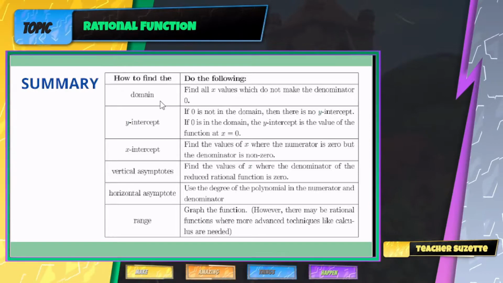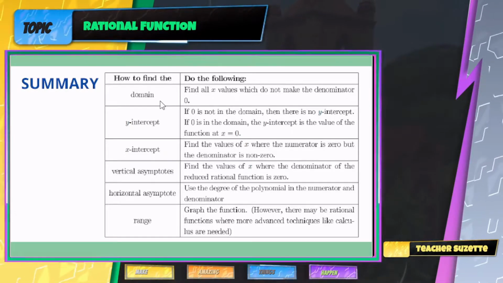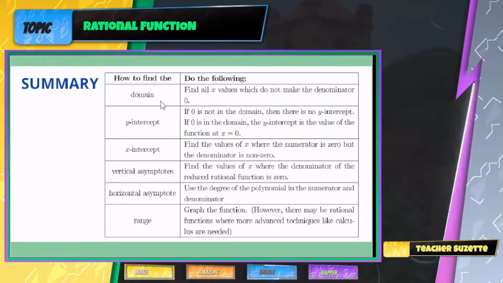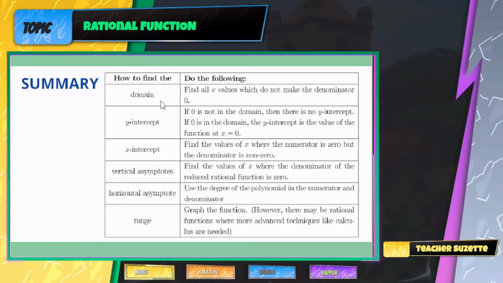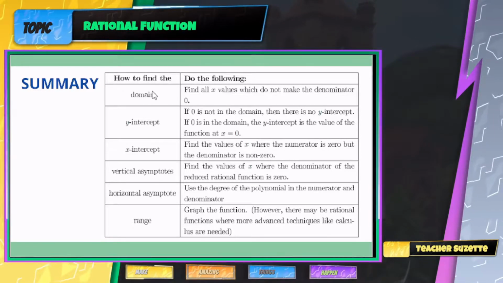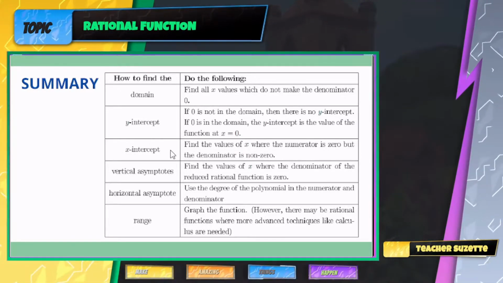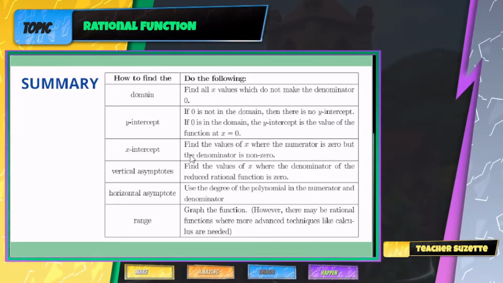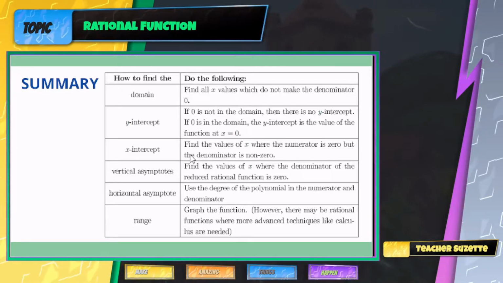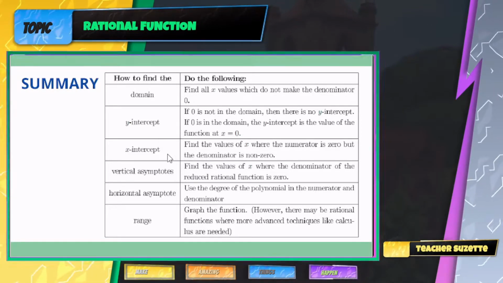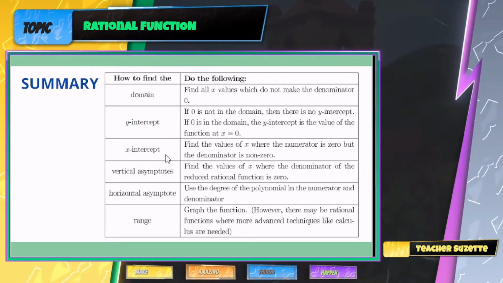So any values or any real numbers can be input to our function. However, you have to consider that the denominator should not be equal to 0. So that is the domain. And then we have the intercepts. So these are the points na i-intersect sa ating x and y axis. So specifically, our y-intercept for y-axis and x-intercept for x-axis.